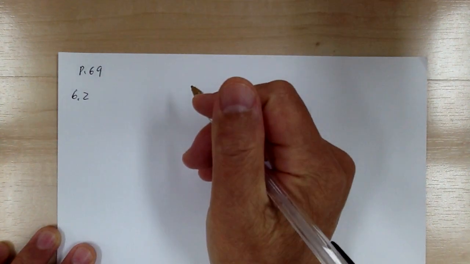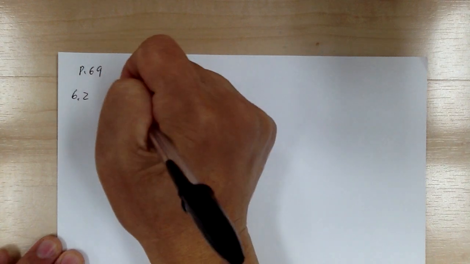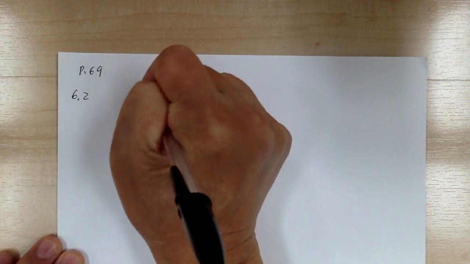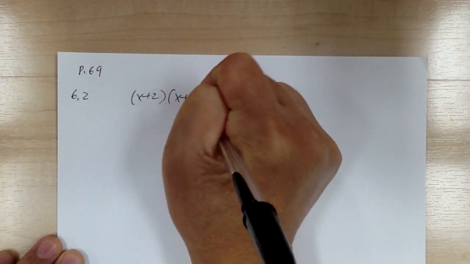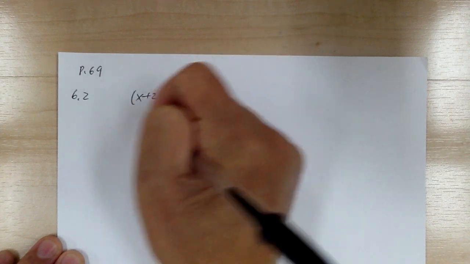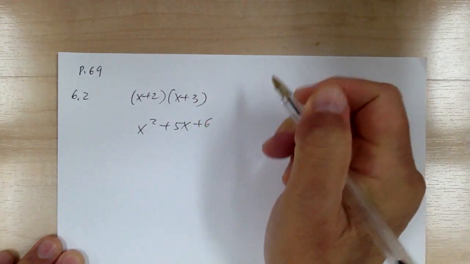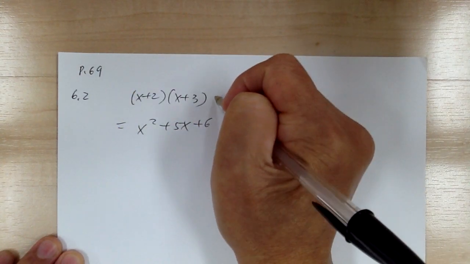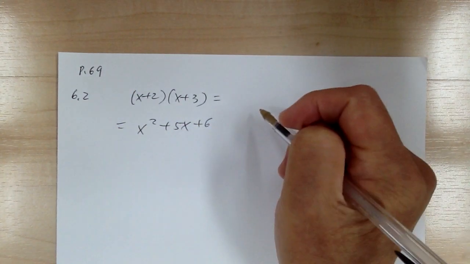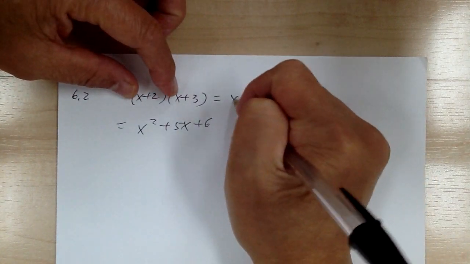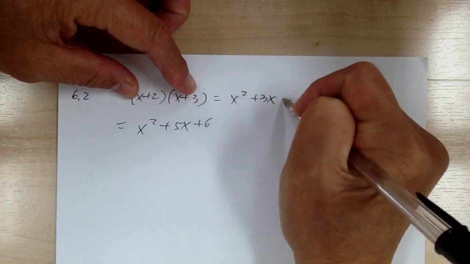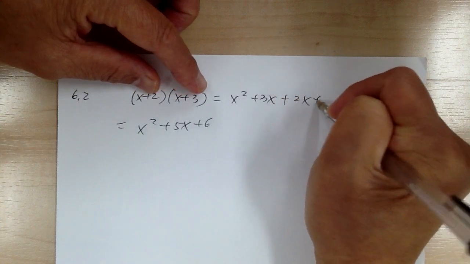Okay, so when do quadratics occur? Well, when you have the product of linear factors, like when you have x plus 2 and x plus 3. When you multiply out, you end up with x squared plus 5x plus 6, if you're using the FOIL method. So with the FOIL method, it would be x squared plus 3x plus 2x plus 6.